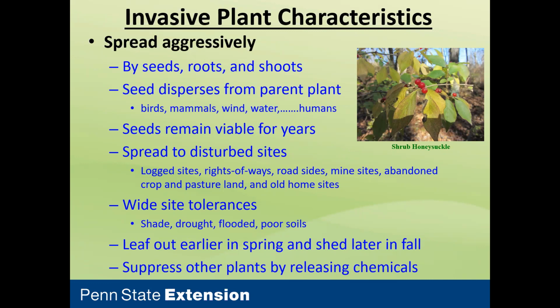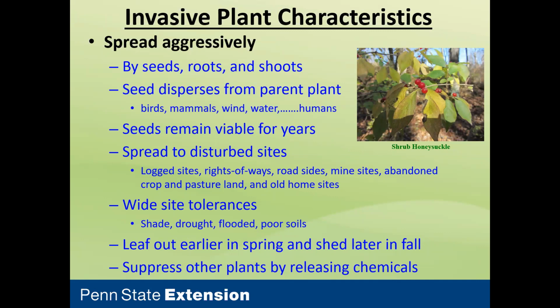They spread to disturbed sites, so log sites, rights of way, roadsides, mine sites, abandoned cropland, old home sites certainly are areas where we're going to commonly find invasive plants. So definitely very disturbance oriented. They have wide site tolerances, from shade, drought, flooded sites, to poor soils. And a lot of our invasive shrubs leaf out earlier in the springtime and shed their leaves later in the fall compared to our native plants, giving them an extended growing season advantage.